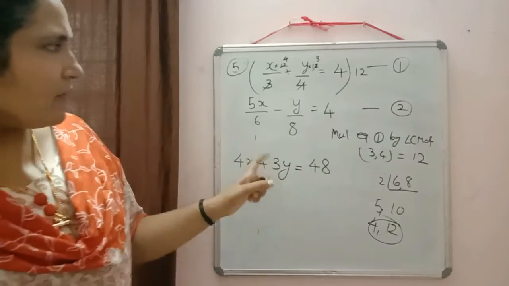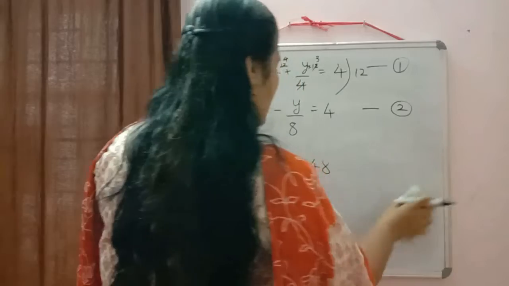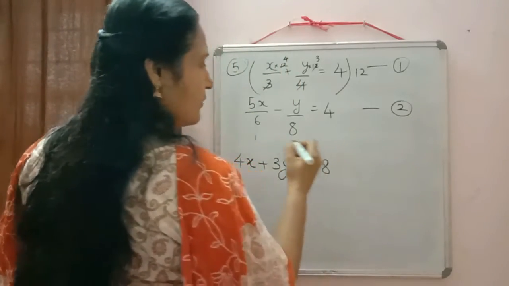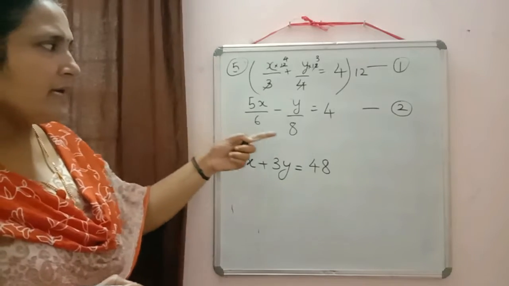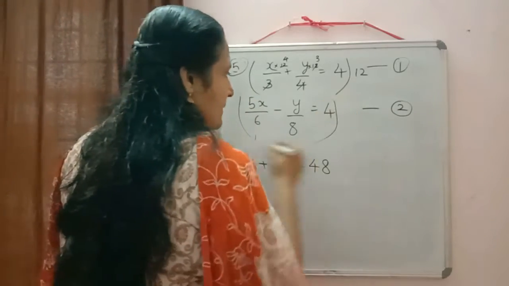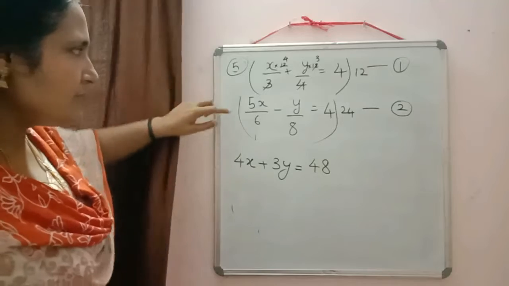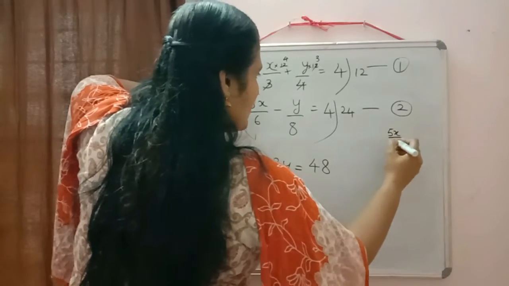So now what are we doing? Yes, we are finding the LCM of 6 and 8. The smallest common number in the multiplication tables of 6 and 8 is 24. So we are going to multiply equation 2 by 24. Then check what will come. If you want, you can do the calculation in rough work.